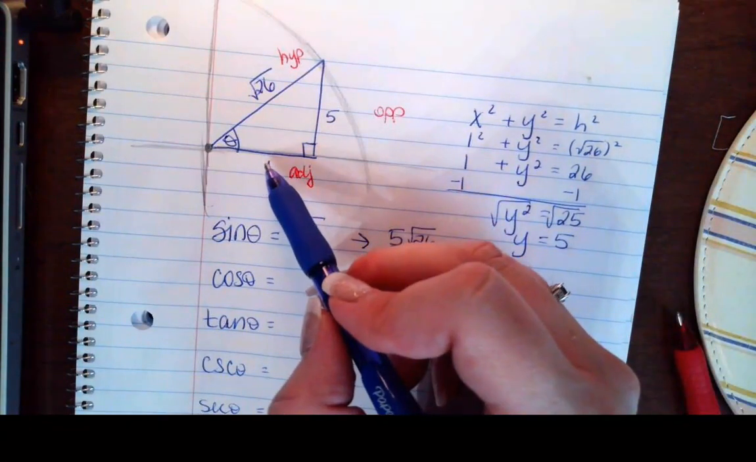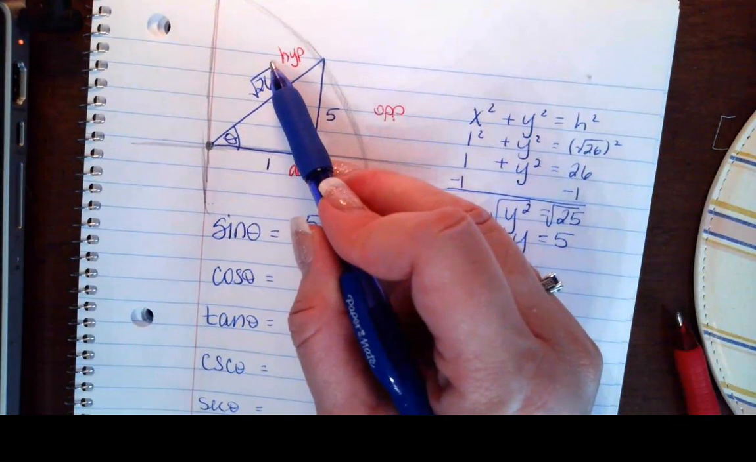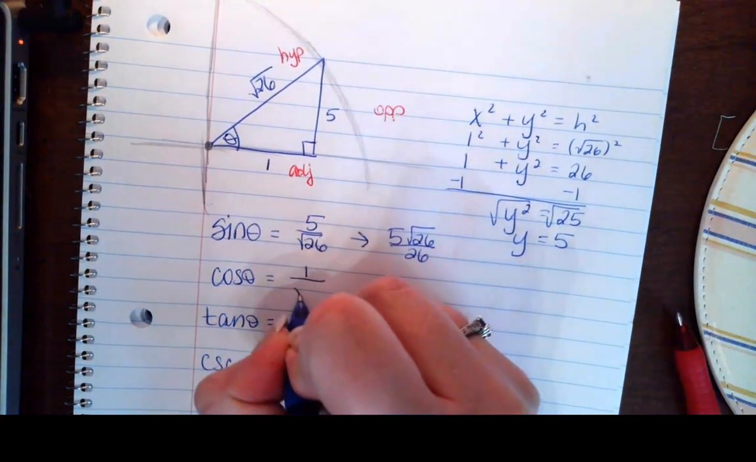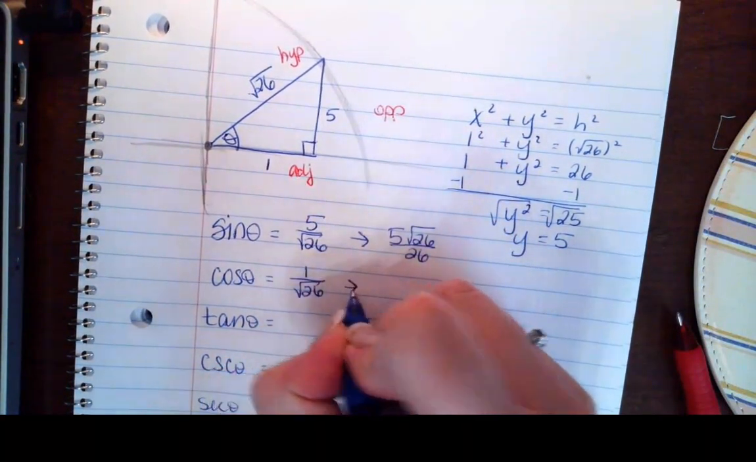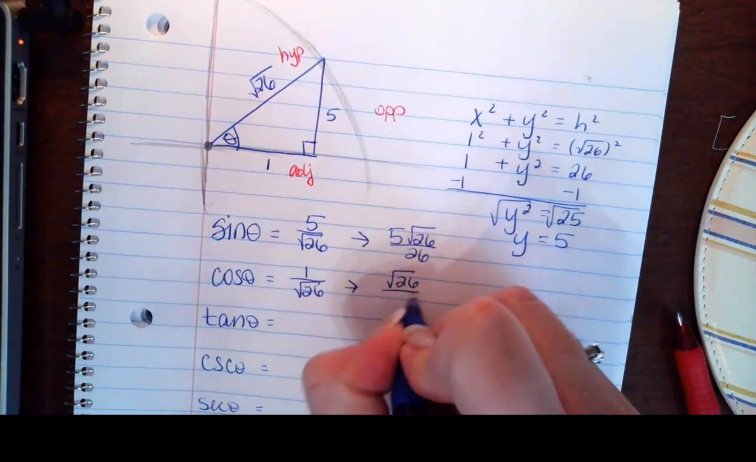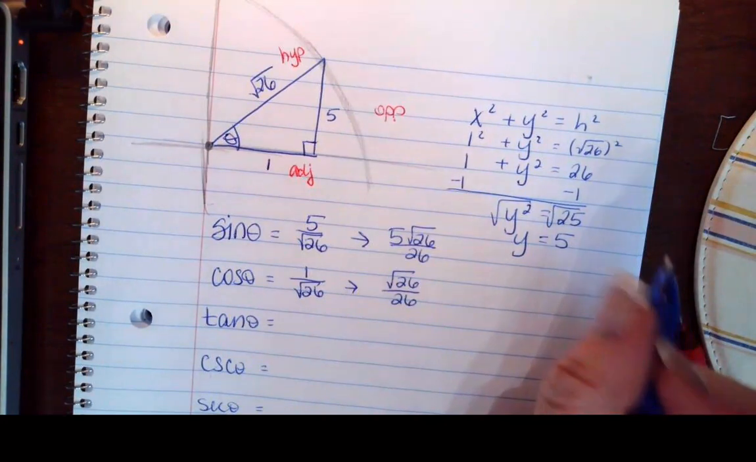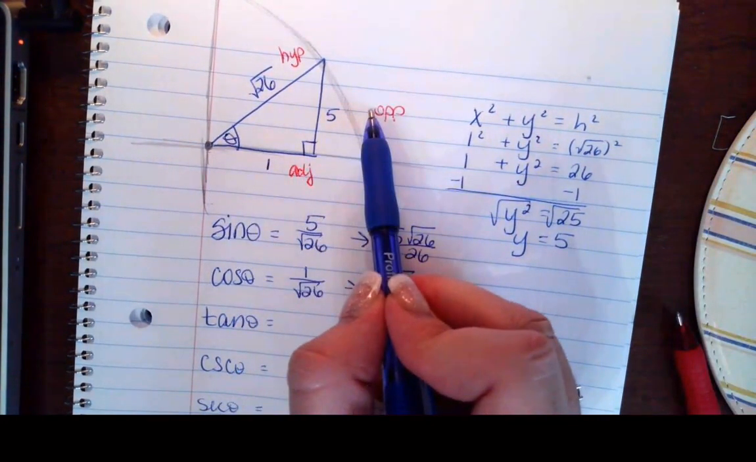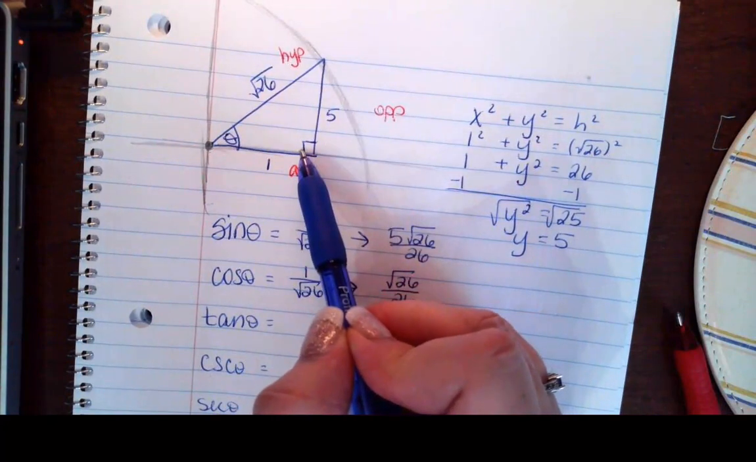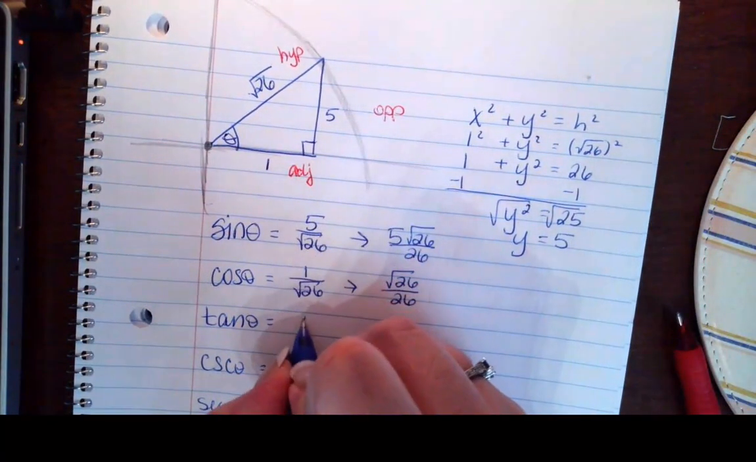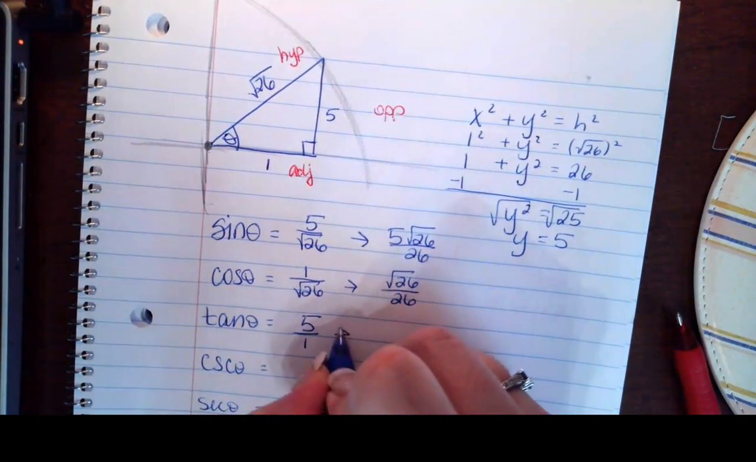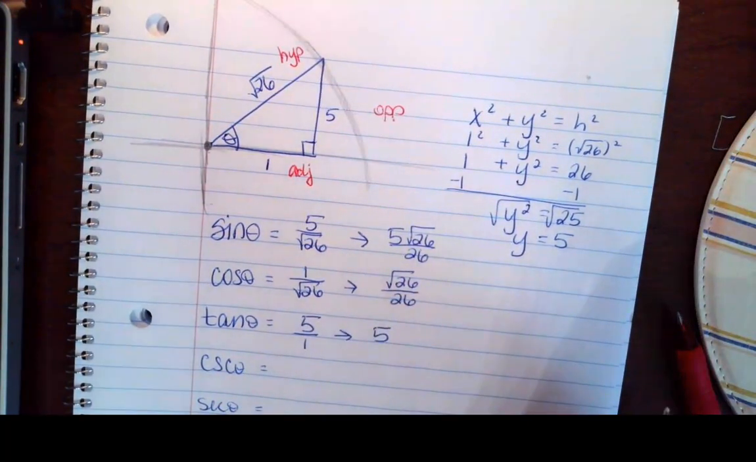Cosine is going to be adjacent over hypotenuse. So we'll have 1 over root 26, which will give us root 26 over 26 once we rationalize. Tangent is opposite over adjacent, so 5 over 1, which reduces to 5.